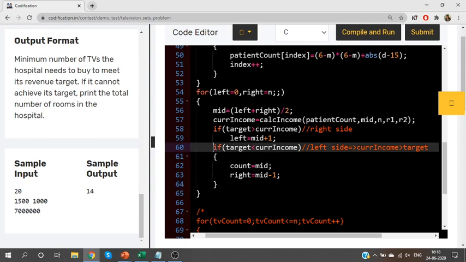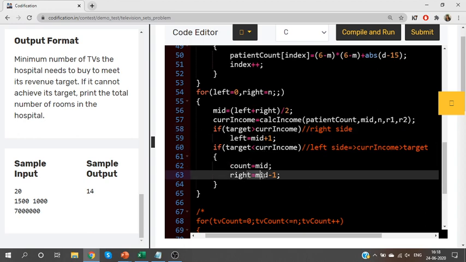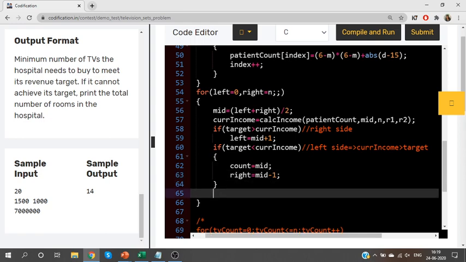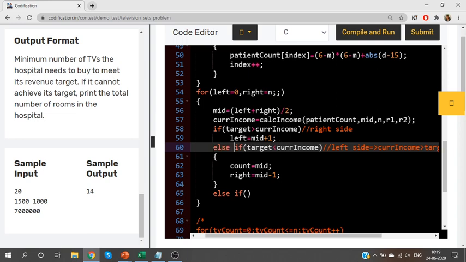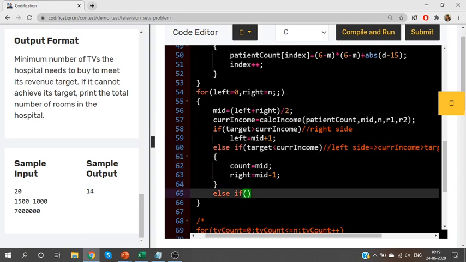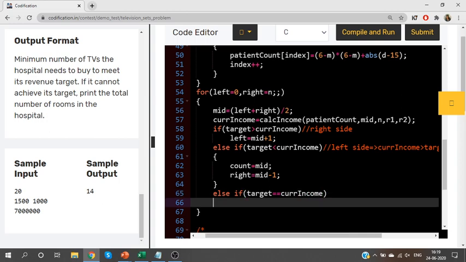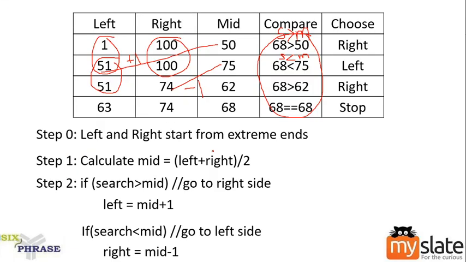Okay, so even if it is equal to, you can store the mid value. If it is greater, change left. If it is lesser, that could be your required value, so store it, then change the right value. Or if it is equal, I'll have an else if here. That is also a chance, right? You might directly meet the target value. There is a chance that we could get to the equal value.